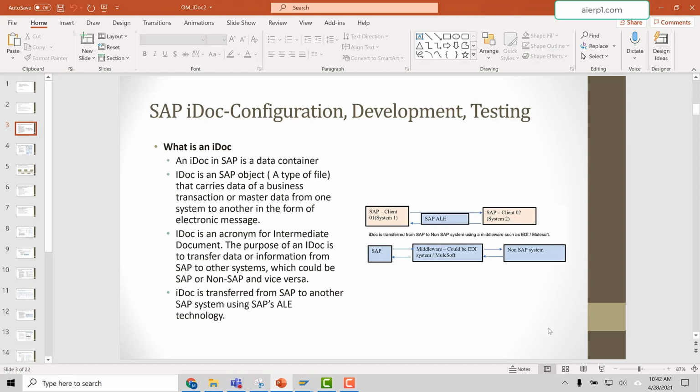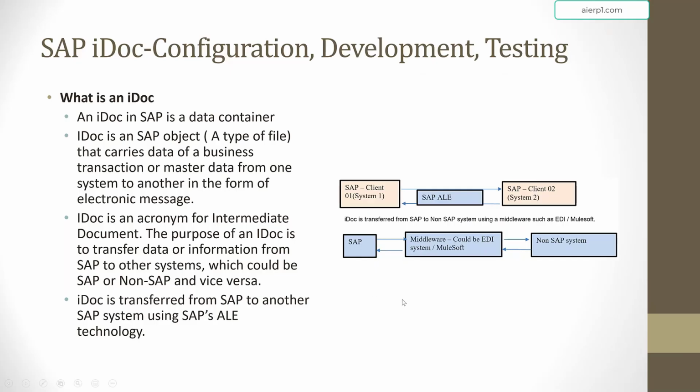Here is a diagram or an image which shows you have a SAP client or system one, and then this system wants to send information to another SAP client, which is system two. So you will use an iDoc to send the information. iDoc is a box, a container which will contain all the information. This information could be master data like customer data, vendor data, transactional data, and this is generally sent through a middleware, which you can consider as a postman.